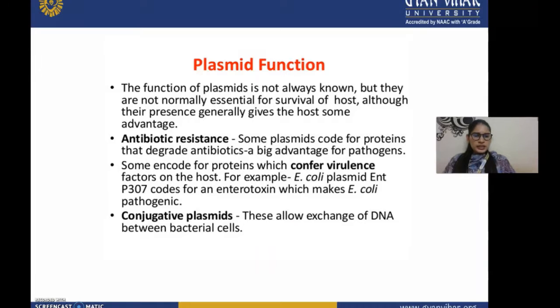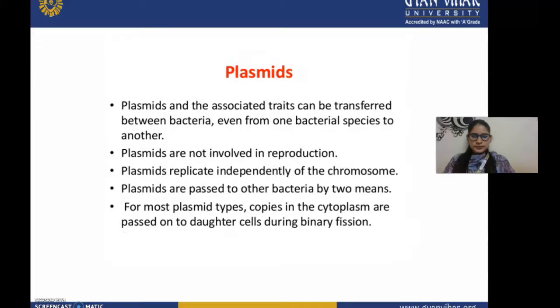E. coli plasmid ENT P307 codes for an enterotoxin which makes E. coli pathogenic. Now, conjugative plasmids allow exchange of DNA between bacterial cells. So plasmids and the associated traits can be transferred between bacteria, even from one bacterial species to another.